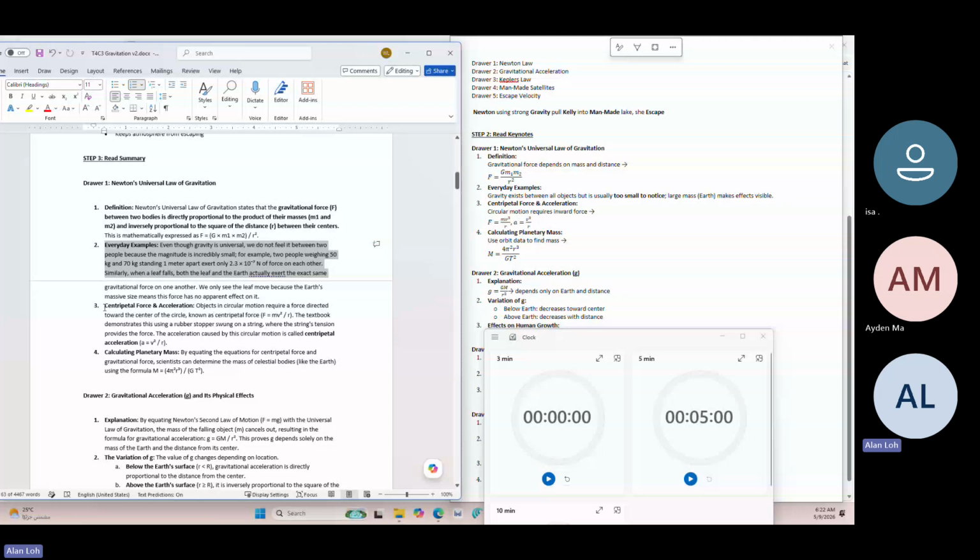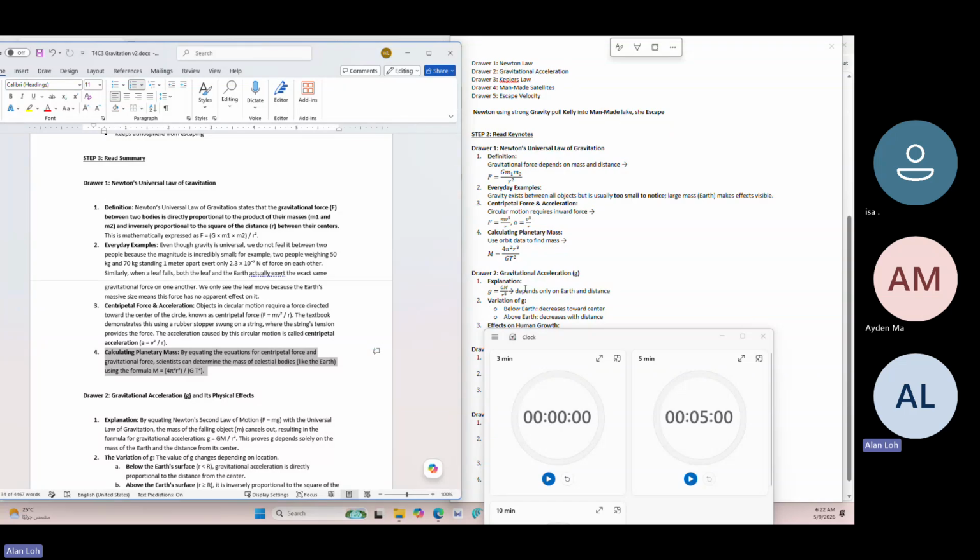And then centripetal force. Centripetal force is just like mentioned over here. If you have a rubber stopper and you swing it on a string, that string tension is the centripetal force. So the Earth is also having a centripetal force, but there is no string attached to it. So it's equivalent to a centripetal force in the Earth. Okay, then calculating the planetary mass, right, using the centripetal force and gravitational force.